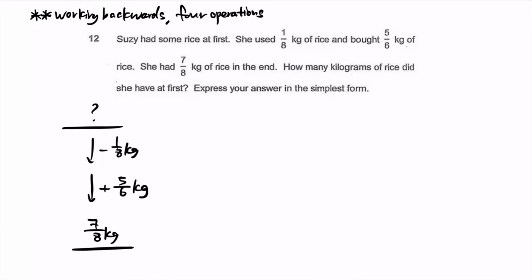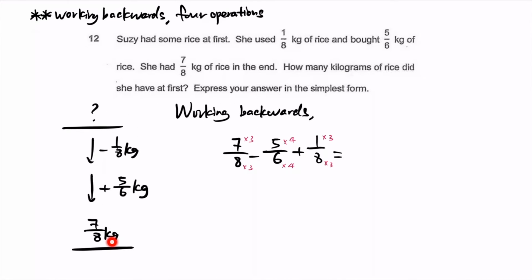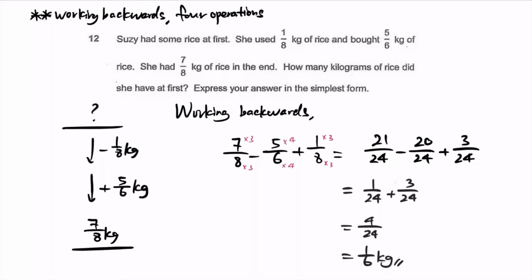So let's execute, shall we? So working backwards, 7/8 kilograms, we will subtract 5/6, and then we will add 1/8. And what we have here is therefore a need to convert every denominator to the same number, which is 24. Okay, so 8 times 3 gets us 24, 6 times 4 gives us 24. And from here, we can go from left to right. So 21 units minus 20, that's 1 unit. And then add these two up, that's 4 out of 24. Simplified will be 1/6 kilograms.